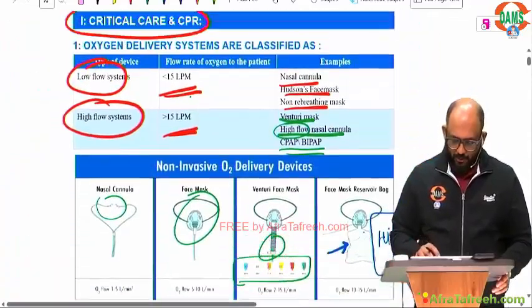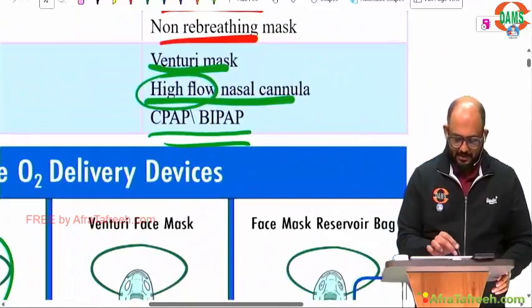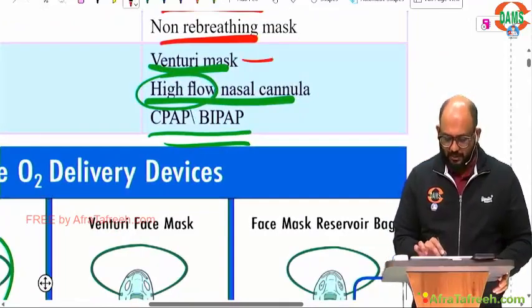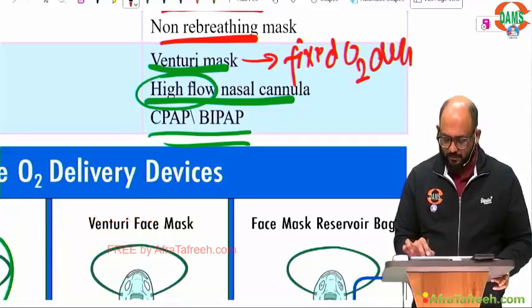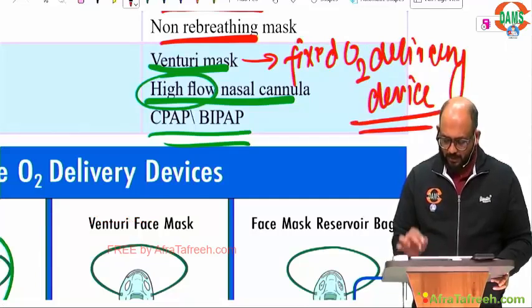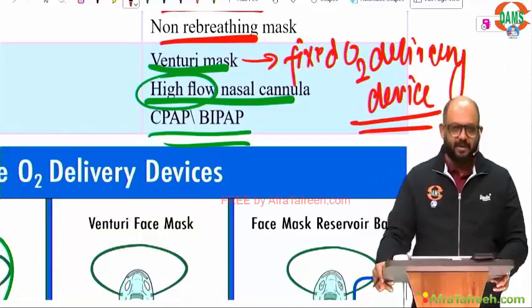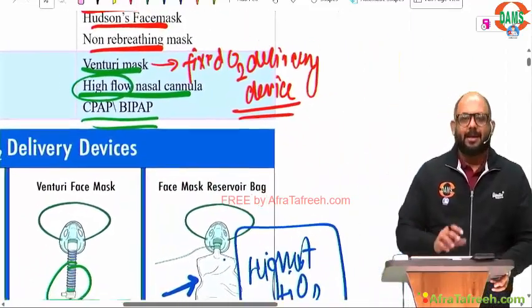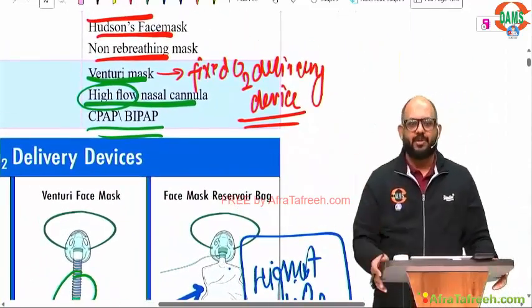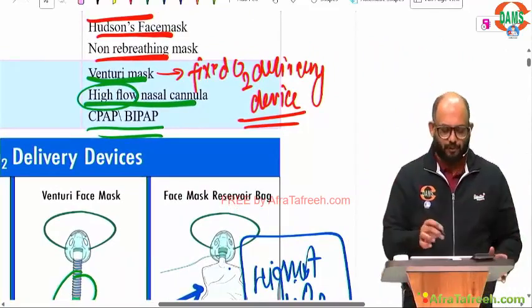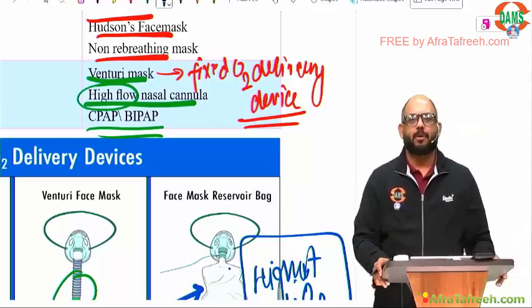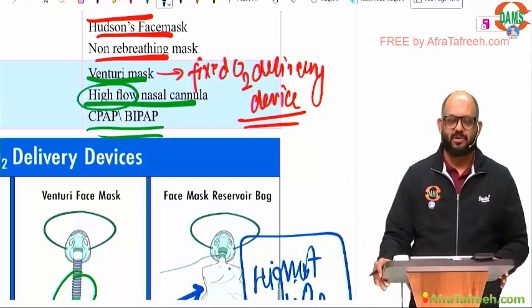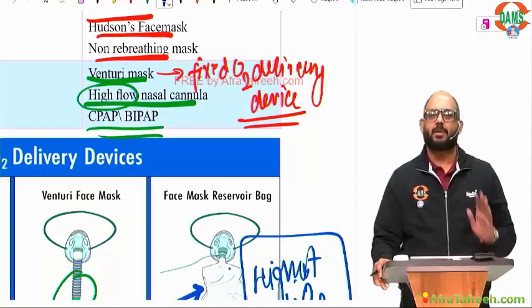All right. Out of all these airway devices, oxygen delivery devices, only Venturi mask is a fixed O2 delivery device. Fixed means the FiO2 delivered to the patient is fixed, irrespective of what the breathing status of the patient is. Irrespective of what the breathing status of the patient is, the FiO2 that is delivered is fixed.